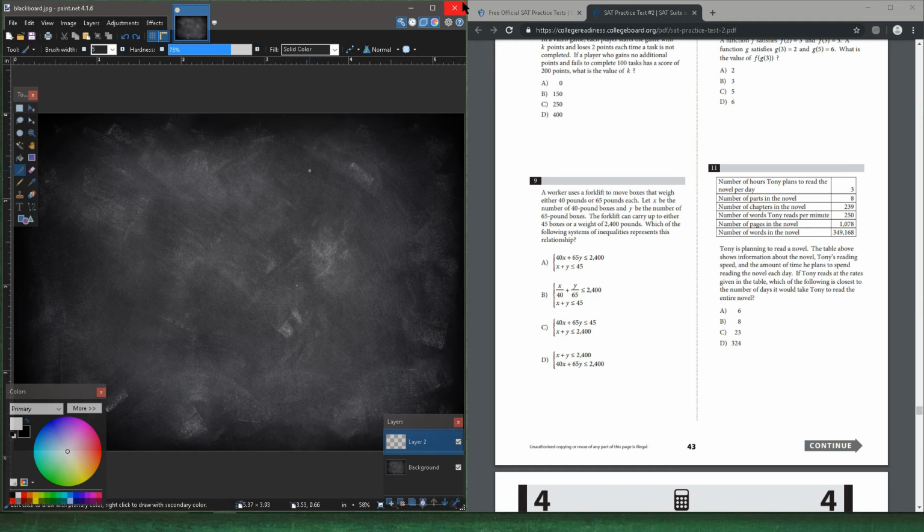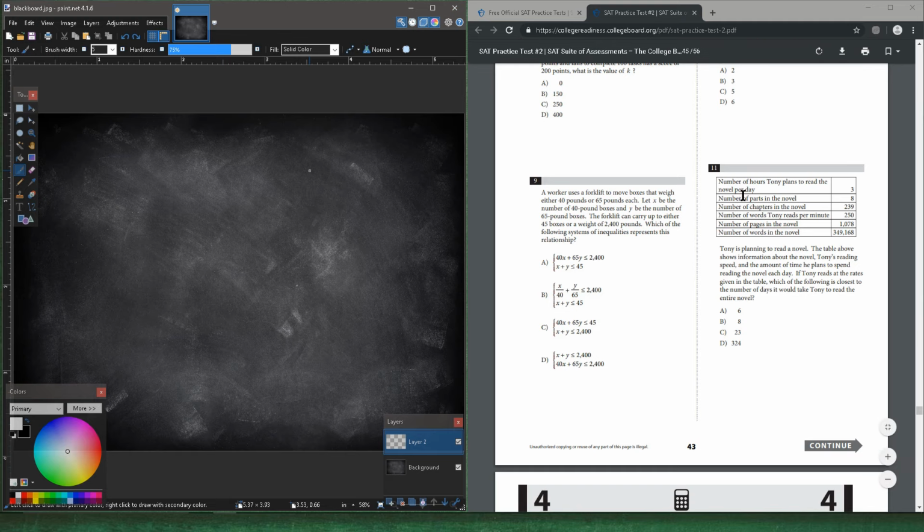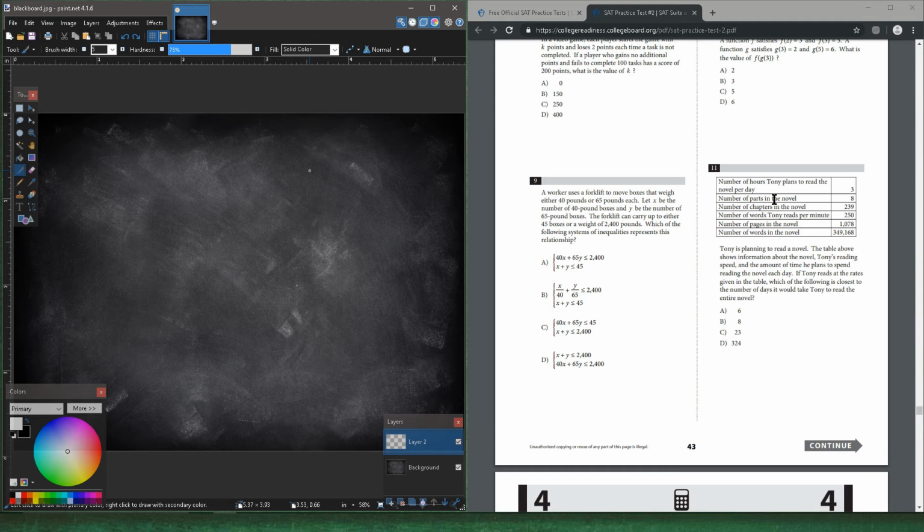Since he only reads, based on the top one right here, 3 hours per day, you have to divide that answer by 3. So he reads for about 7.76 days, based on everything from the chart. So this is just a basic chart question. So the answer would be B.